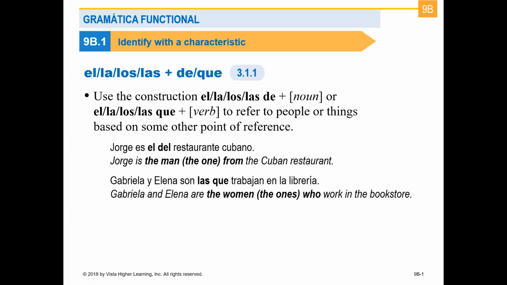So the example they give is Jorge es el del restaurante cubano. So Jorge is the one from the Cuban restaurant, basically. Gabriela y Elena son las que trabajan en la librería. So, and they're the ones who work in the bookstore. So that's what you really have to pay attention to, is whether you're using it with a noun or with a verb.